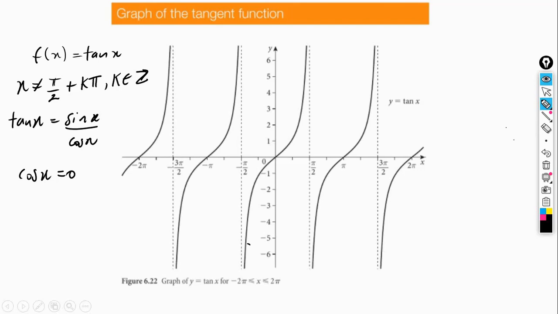So as x approaches the values where cosine of x equals 0, the value of tangent of x will become very large, either very large negative or very large positive. You can see that here. Notice that as x approaches pi halves from the left, it becomes very large positively, and as it approaches pi halves from the right, it becomes very large negatively. So that means that tangent of x has vertical asymptotes at x equals pi halves plus multiples of pi.